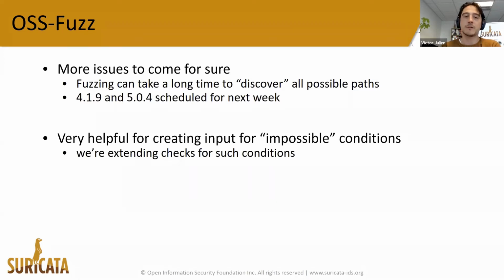And one of the things that we've been doing is create many more checks inside the code that will abort on impossible conditions, and then the fuzzing framework will often find these conditions if we were wrong in our assumptions that they are impossible. So this is very useful to us.